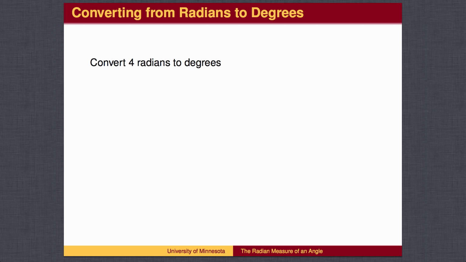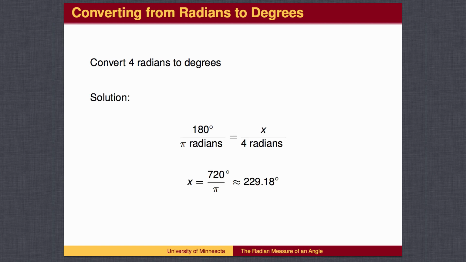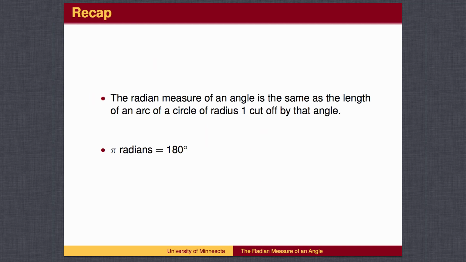The same method can be used when the radian measure does not include pi. The standard ratio is 180 degrees is pi radians. We now wish to find the degree measure for 4 radians. Again, we set up a proportion and then cross-multiply and simplify to find the answer.